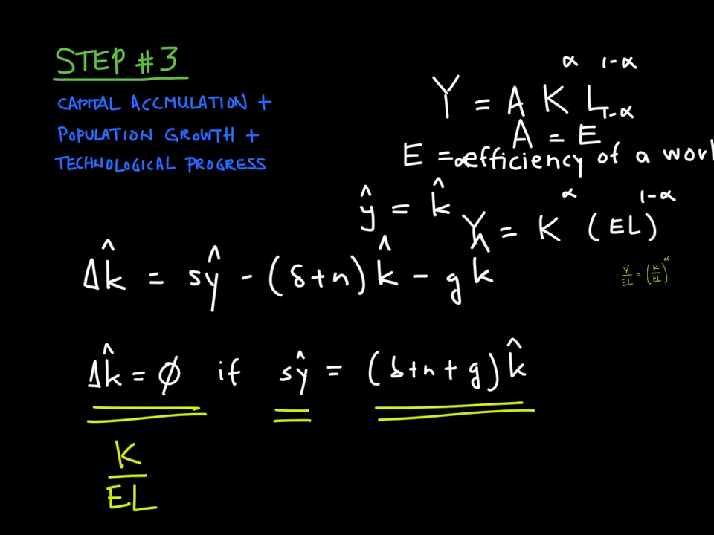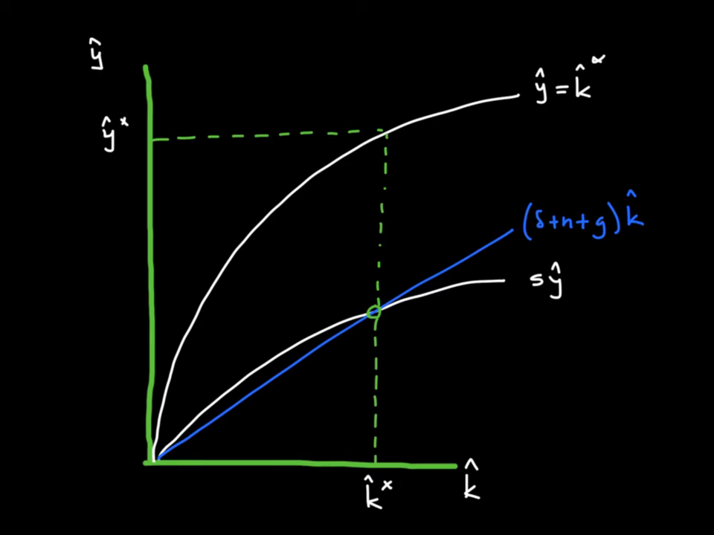Next we go on and we look at the diagram. First, here's the diagram in terms of effective workers. So now here, everything is capital per effective worker, and this is output per effective worker. And we find a steady state, just like we did before, where the two lines intersect. It gives us our steady state capital per effective worker ratio, which then gives us our steady state output per effective worker.